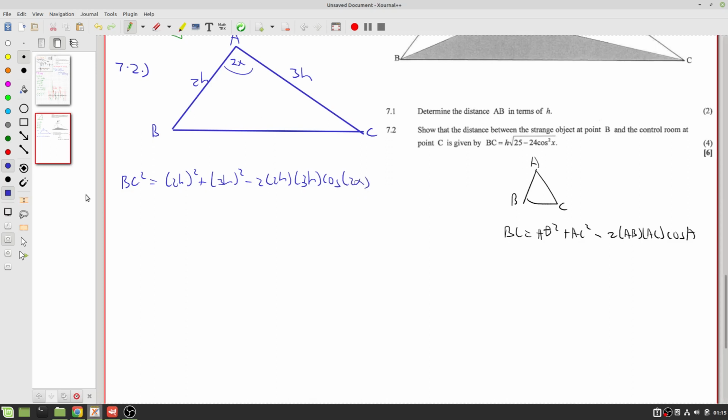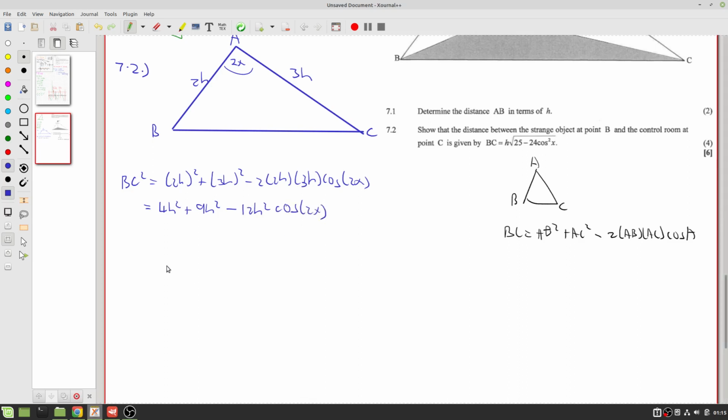Alright, let's start simplifying. So we still have BC squared in here. 2h squared will give us 4h squared. 3h squared will give us 9h squared. Minus, and then 2h times 3h is 6h squared, times 2 is 12h squared. And we still need to add the cos of 2x at the end.